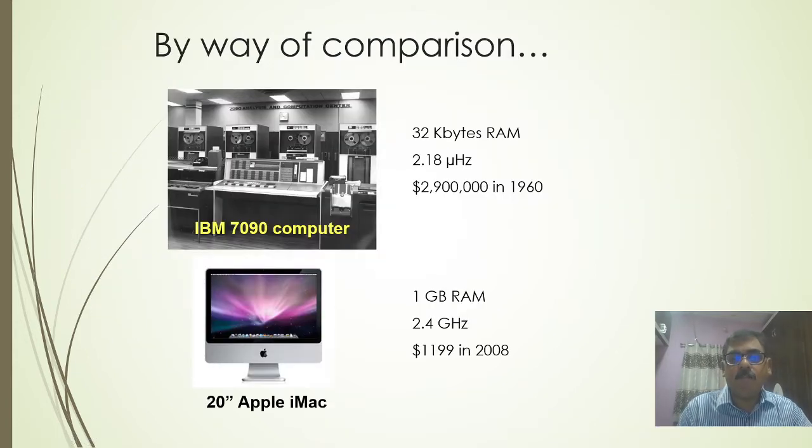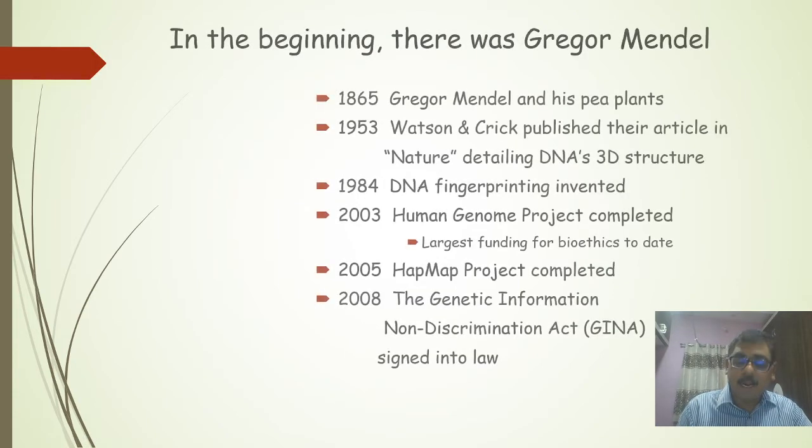By way of comparison, that IBM 7090 computer had very little memory, 32 kilobytes of RAM, very small. Now an Apple iMac has 1 GB RAM and 2 gigahertz, and now more advanced computers or PCs have RAM up to 8 GB or more, and memory up to terabytes.